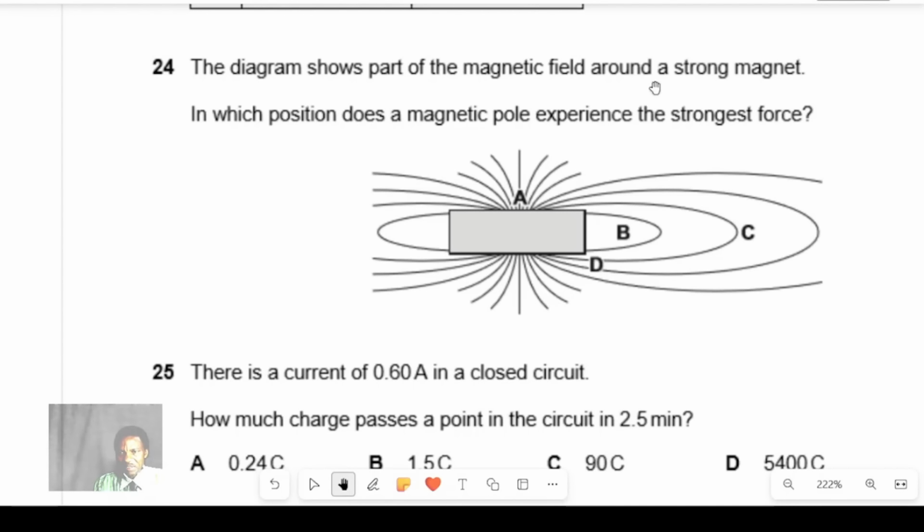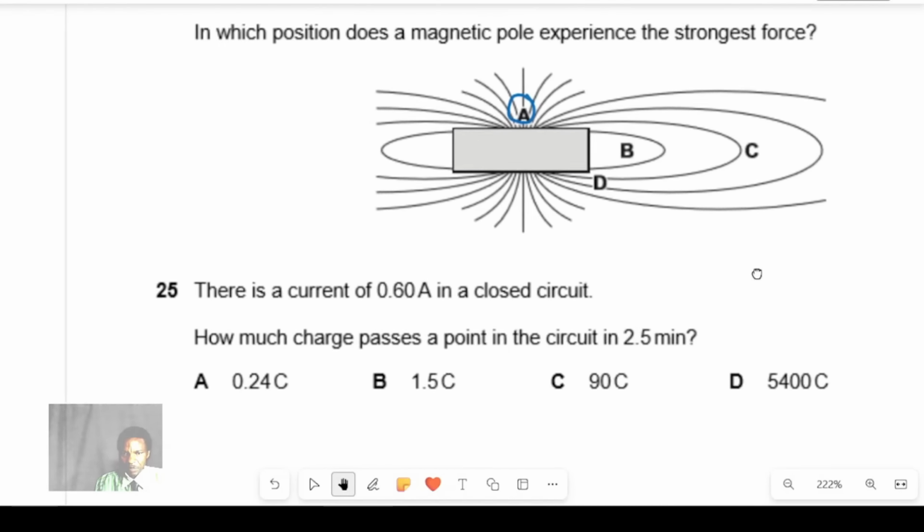which part of the magnetic field around the strong magnet do you have the strongest force? So the closer to the magnet, the greater the force. So that is point A.